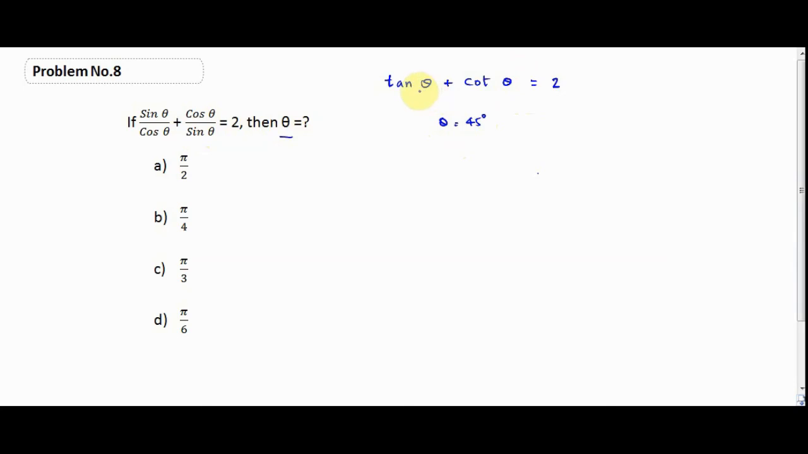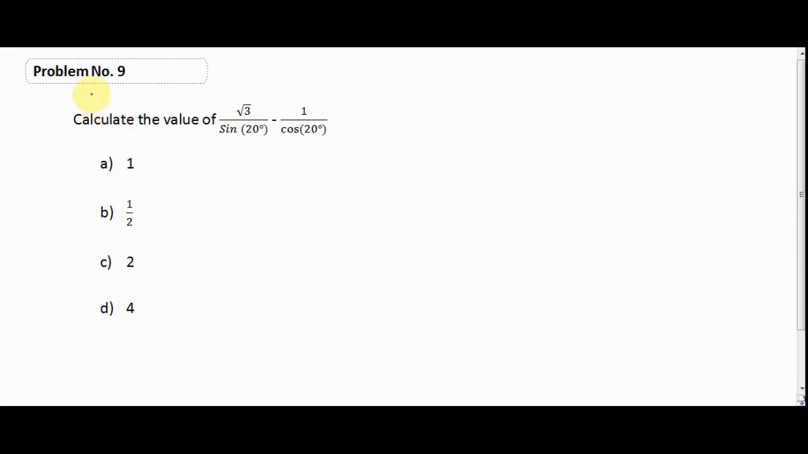When tan theta is equal to 1 and cot theta is equal to 1, we get 1 plus 1 equal to 2. So when theta is equal to 45 degree, we get tan theta equal to 1 and cot theta equal to 1. Therefore, the angle at which this expression is valid is theta equal to 45 degree or theta equal to pi by 4. So the right answer is option B, that is pi by 4. Now let's see problem number 9.